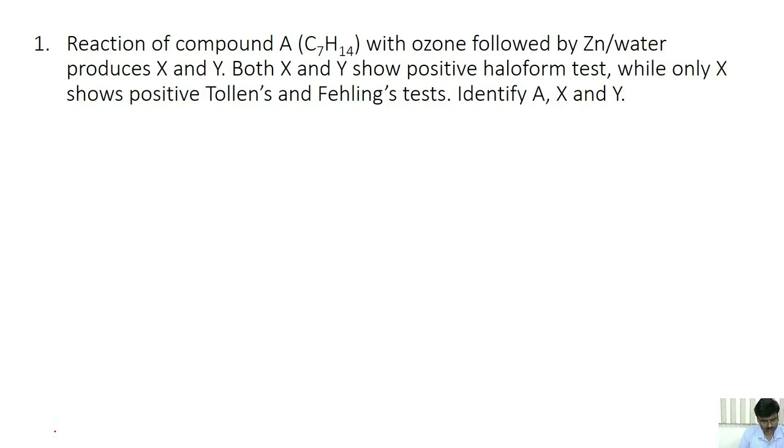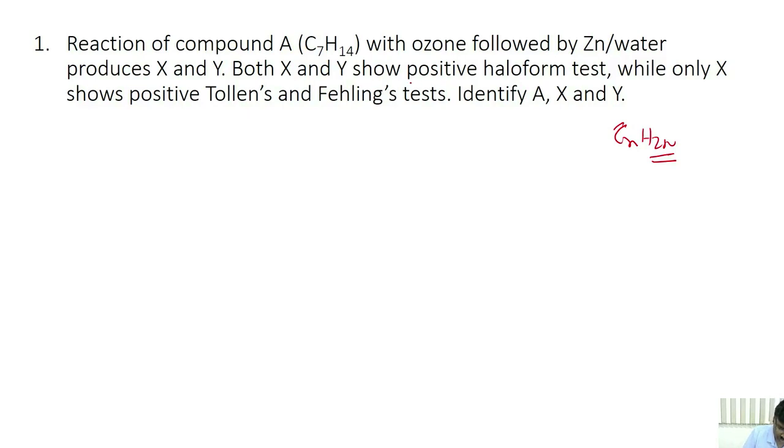So let us begin with the reaction of compound A with ozone followed by zinc and water, which produces X and Y. Both X and Y show positive haloform test, while only X shows positive Tollens and Fehling's test. Identify A, X and Y. From this molecular formula, you can understand it is an alkene, since it fits with CnH2n general formula.